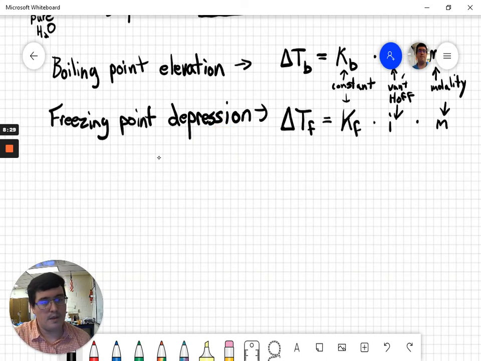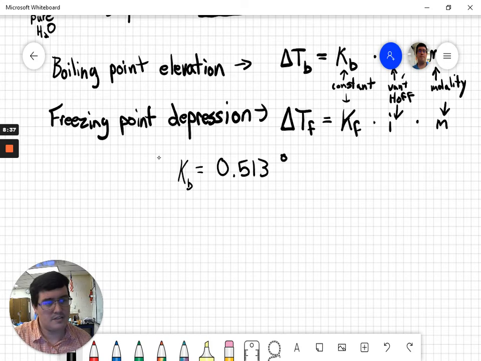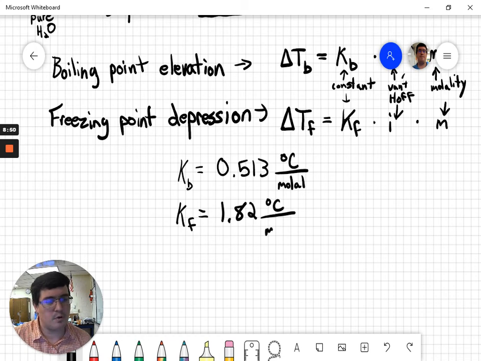For water, the KB is 0.513 degrees C per mole. And for freezing, it's 1.8, either 1.81 or 1.82. Most people I know use 1.82 degrees C per mole. Some people, actually, I take that back. I'm sorry, it's not 1.82, it's 1.86. It's a different even number. There we go. KB is 0.512 or 0.513. KF is 1.86. There it is in my brain.